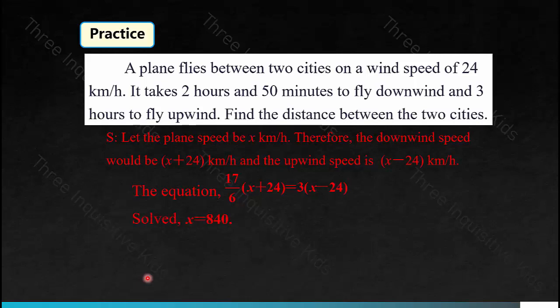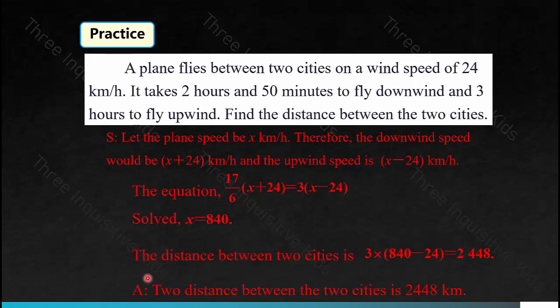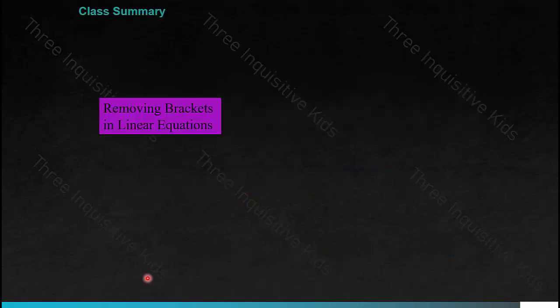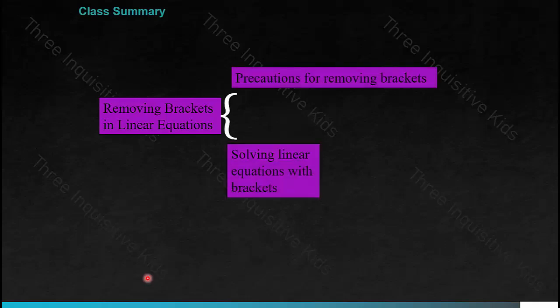Solved. Here we don't have enough space, but you would really have to write all those solutions out. So solved, x is equal to 840. The distance between the two cities is 2,448 kilometers. Class summary: removing brackets and linear equations.